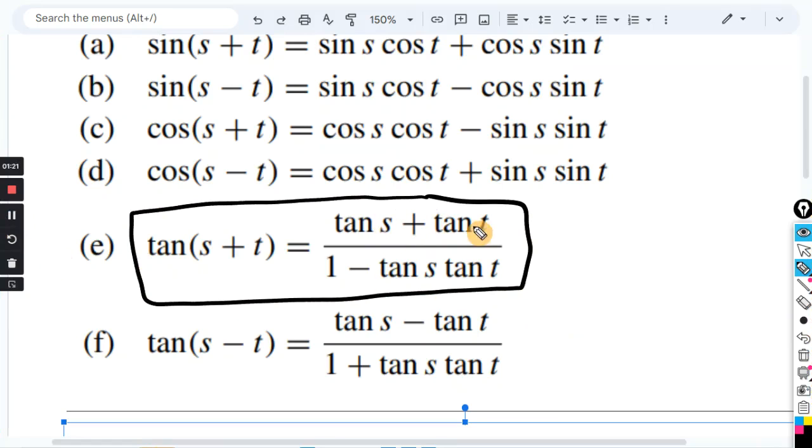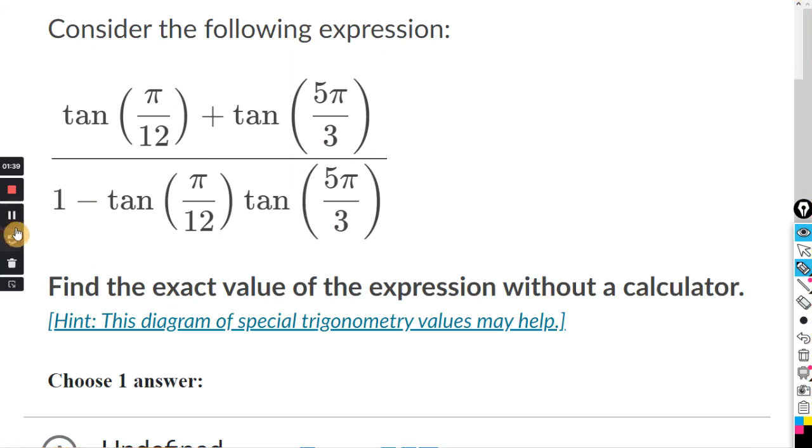Okay, so tan s plus tan of t divided by 1 minus tan s times tan of t equals tangent of s plus t. So this is exactly what we have. We just need to take the 2 angles and add them and take the tan function of those 2 angles added together. So I can make this angle here equal s and this angle here equal t. And the whole thing is just going to equal the tan of s plus t.